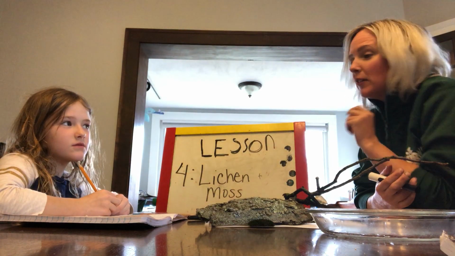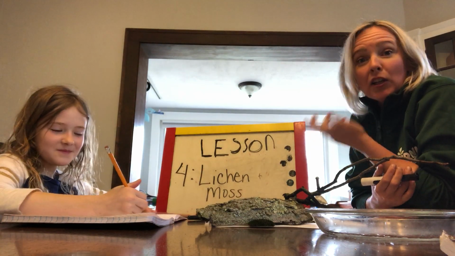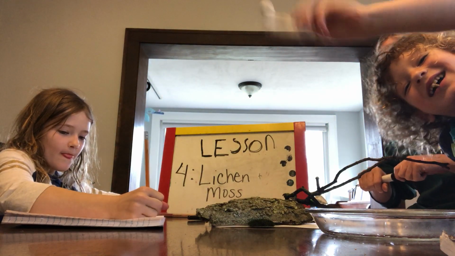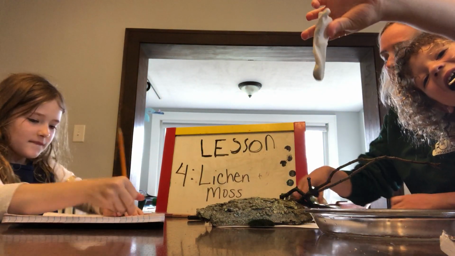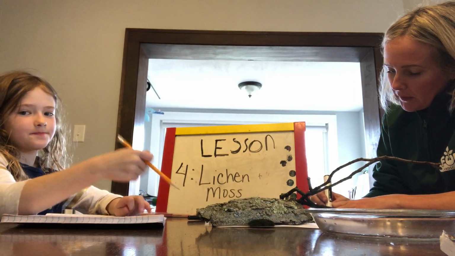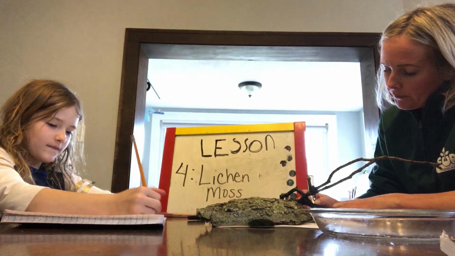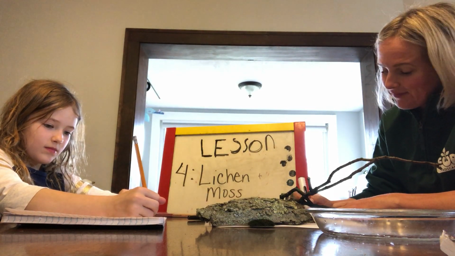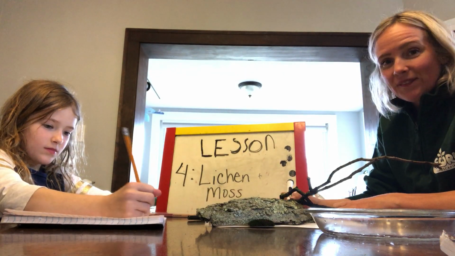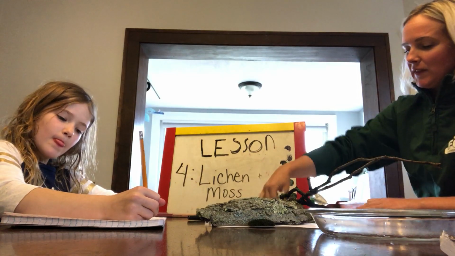So the first thing we're going to do, Penelope, I see you have your notebook over there. You're going to take some notes. You can take notes or not, up to you. But we're going to write that word lichen, and then we'll write the word moss. So the word lichen starts with an L. L-I-C-H-E-N. Lichen. Just like this.